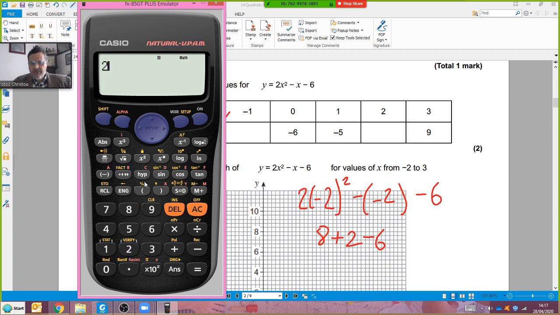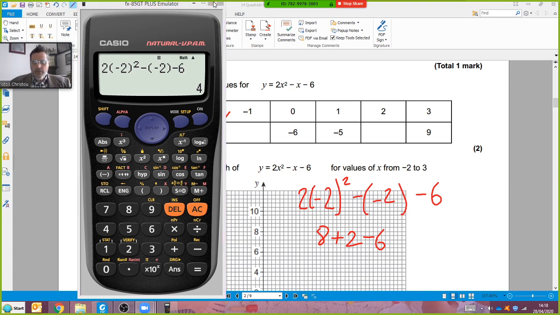So I've got 2 lots of -2, close the bracket, squared, take away, open bracket, -2, close bracket, then take away 6. Then of course you can scroll through with the back button just to change the numbers inside. But the answer's 4. Casio got it right. She's well programmed. She understands BIDMAS, and there you go. So it works. Cool with that? Oh, I don't want my calculator now.